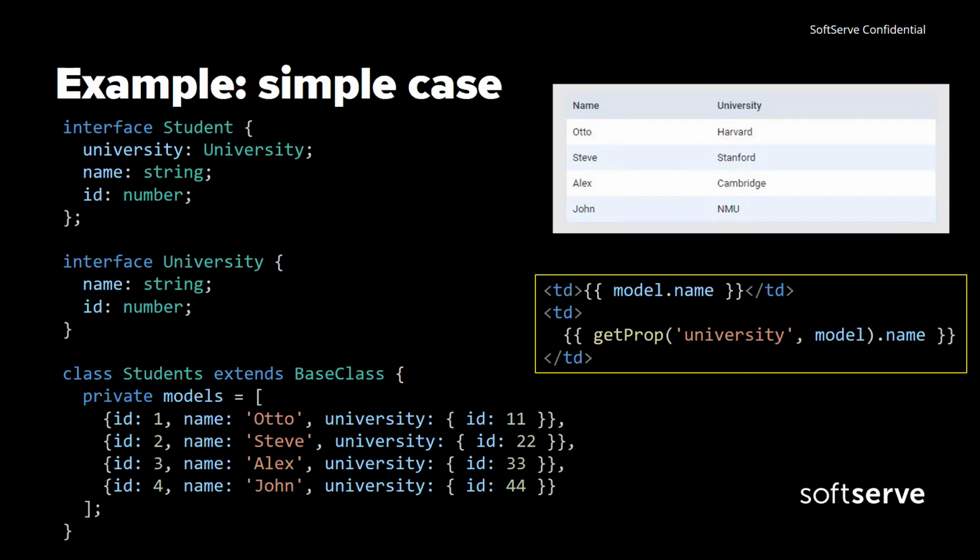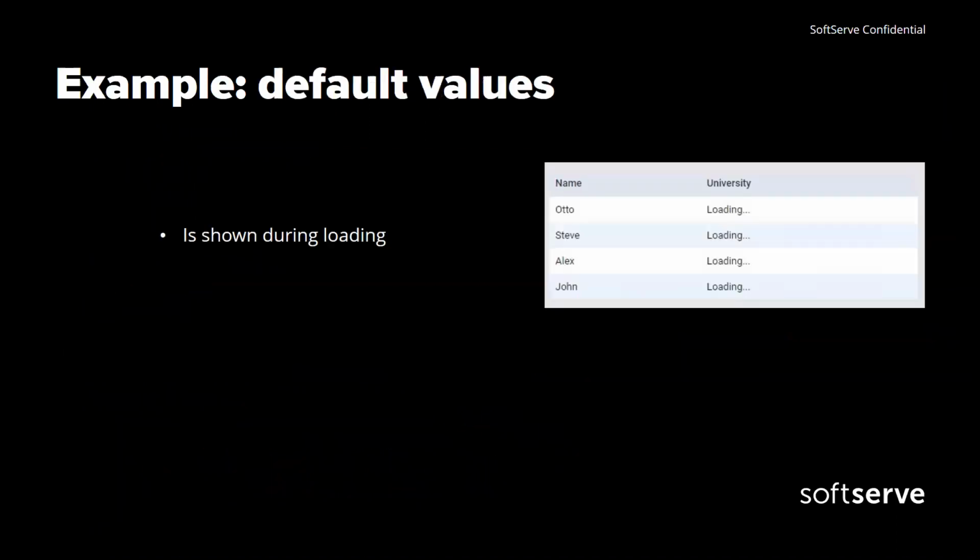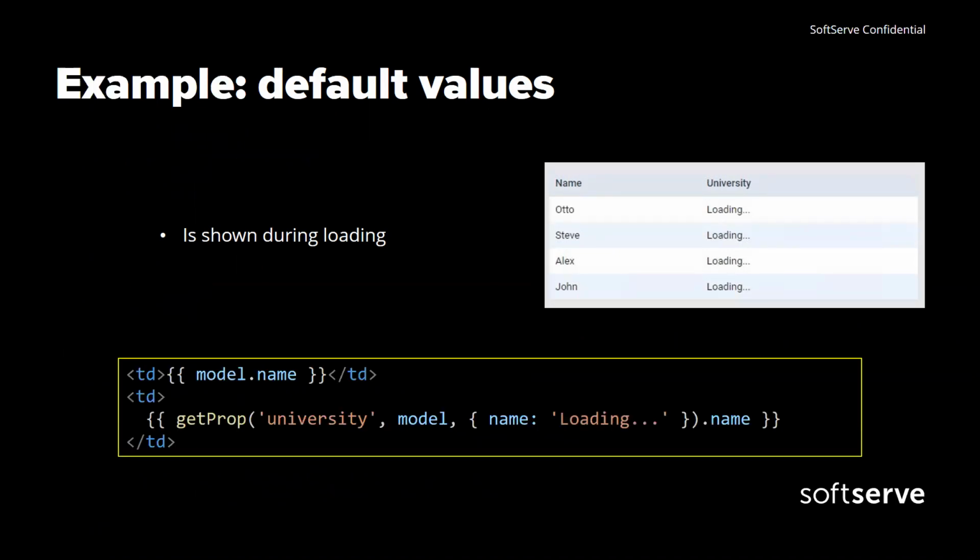We just pass as a parameter the name of the field where we have a reference model, and we pass the original model. Then we can get the name of our university, even if the university isn't loaded yet. So in this concrete case, while the data is loading, you will see an empty university column. How to get a predefined value there? Just as easy as on the previous slide. We add one more parameter to the getProperty method, the default value for the university model. And that is how it works.